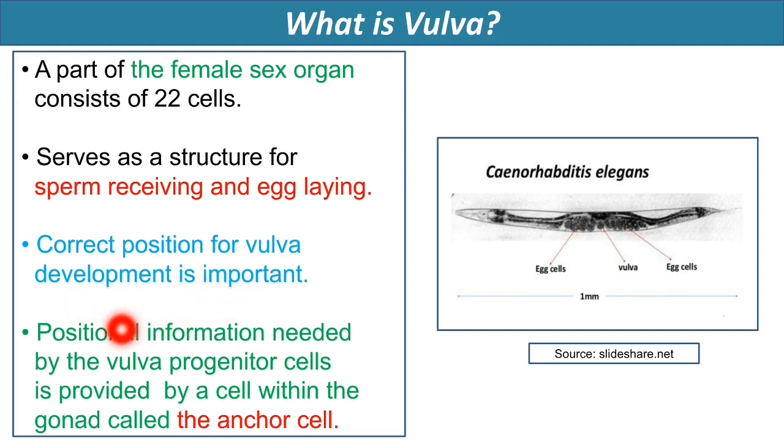The positional information needed by the vulva progenitor cells is provided by a cell within the gonad called the anchor cell, which gives the inductive signal here. So remember that the vulva is a part of the female sex organ and is formed by 22 cells. So we have to study the formation of these 22 cells, which will later form the vulva.